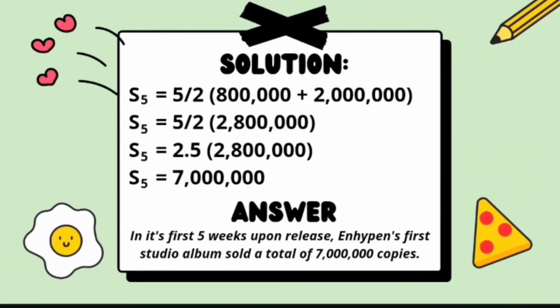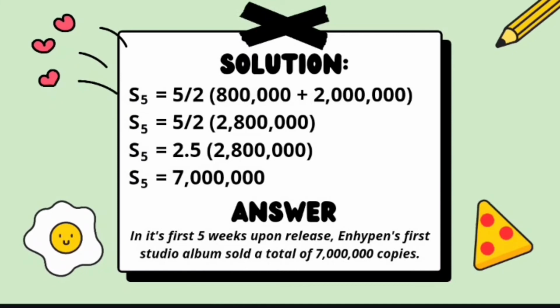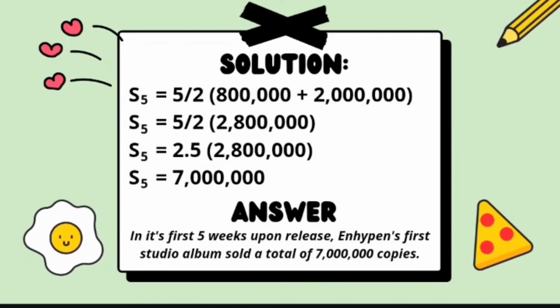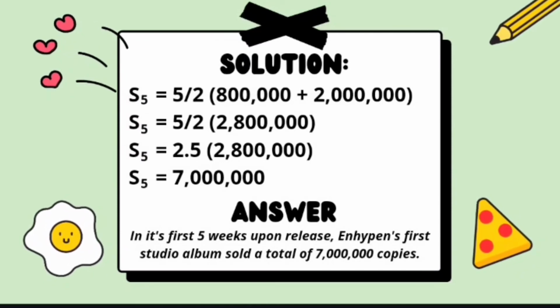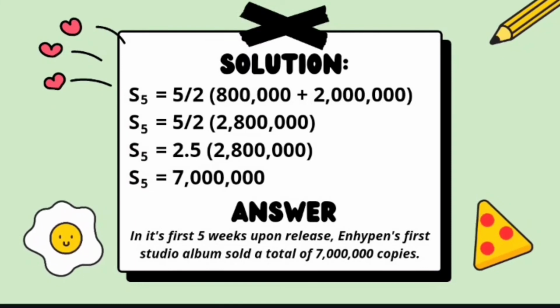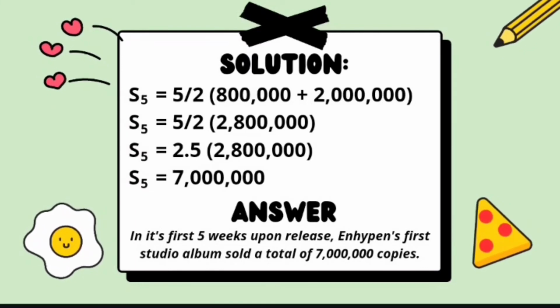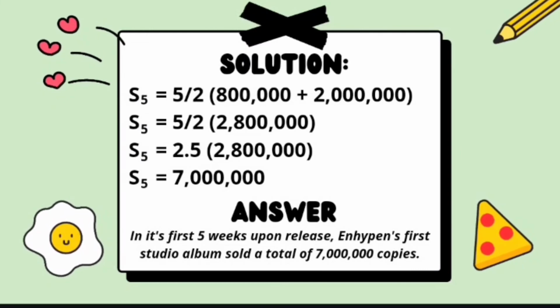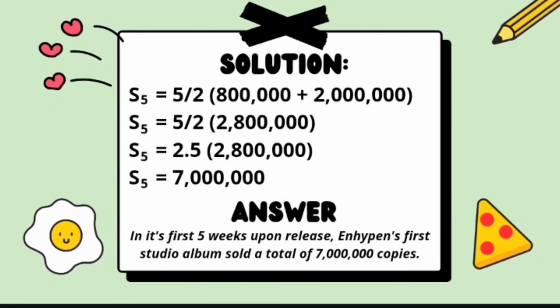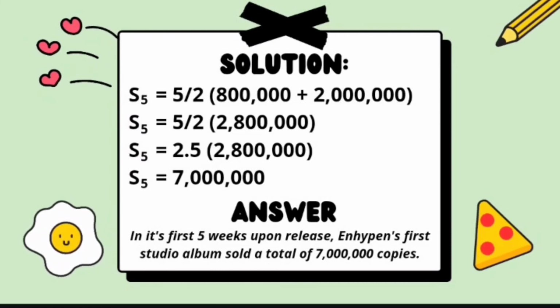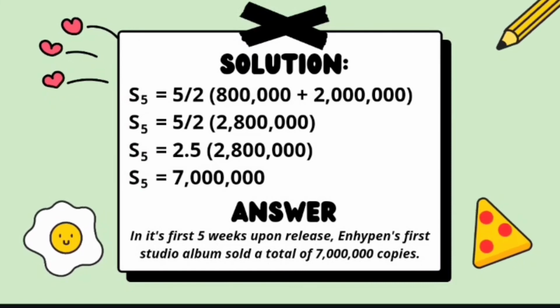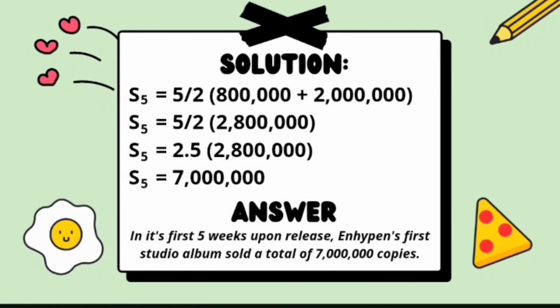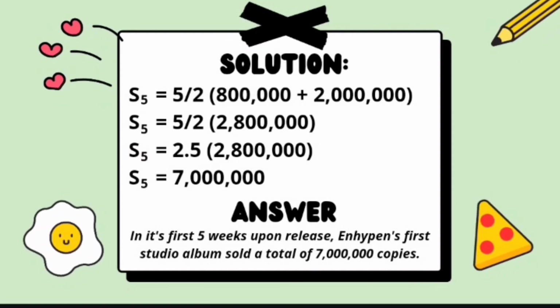Now, let us substitute these given numbers into the general formula. We now have an equation of s sub 5 equals 5 over 2 multiplied by 800,000 plus 2 million. If we add 800,000 and 2 million, we get a result of 2 million 800,000. On the other hand, if we divide 5 by 2, we get a result of 2.5. Finally, all we have to do now is simply multiply 2.5 and 2,800,000 together, which results to 7 million. Therefore, in its first 5 weeks upon release, Enhypen's first studio album sold a total of 7 million copies.